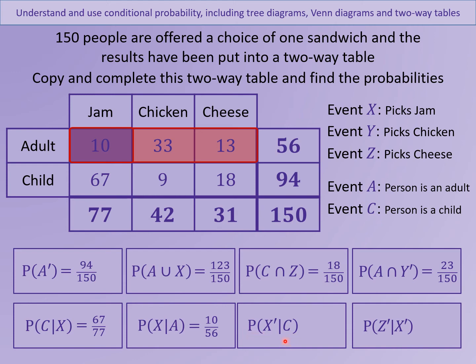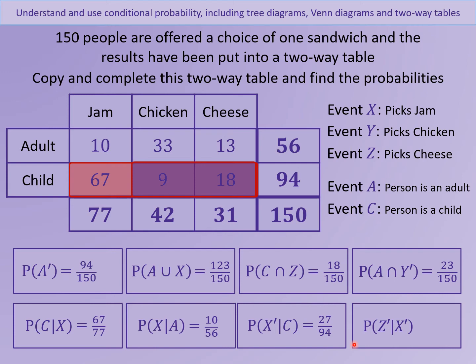Okay, a little bit more complicated. Given that I know I've got a child in front of me, so that's these 94 kids just here. There we go. What's the probability they do not want a jam sandwich? So I don't want the 67, I only want the cheese and the chicken. So it's those two results there. Now put those two results together there, you know you've got 27. There is 27 children who don't want a jam sandwich. So it's 27 out of the 94 children.